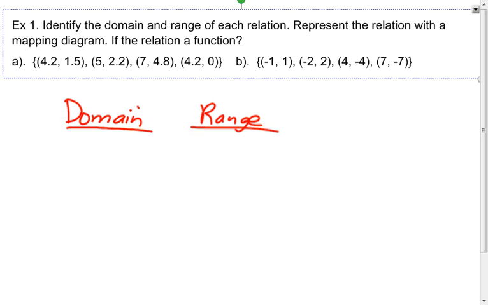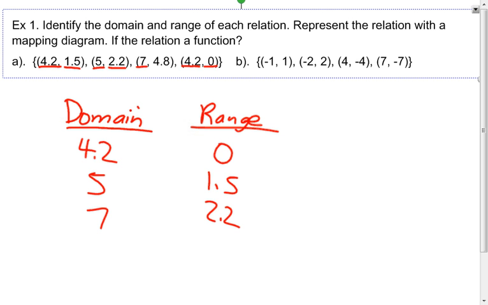So my domain is my list of all my x's. So I've got 4.2 from there and there. Okay, it repeats, but I only read it down once. I've got a 5, and I've got a 7. Okay, those are all my x's, so I listed my domain. Now I'm going to list my range, so all of my y's. My lowest y is a 0. My next lowest is a 1.5. My next lowest is a 2.2. My next lowest is a 4.8. Okay, I listed out all my y values, that's my range.